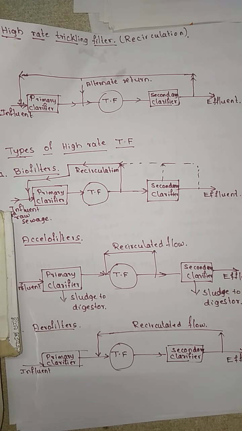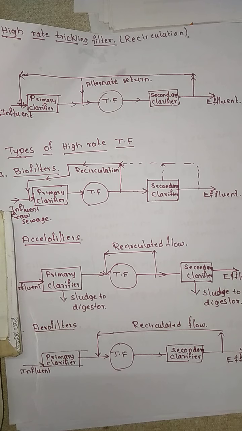aerofilters. The air is going to be supplied. The aerofilter has a depth of more than 1.8 meter, and it is going to have an organic loading rate between 11,000 to 12,000 kg of 5-day BOD per hectare meter per day.